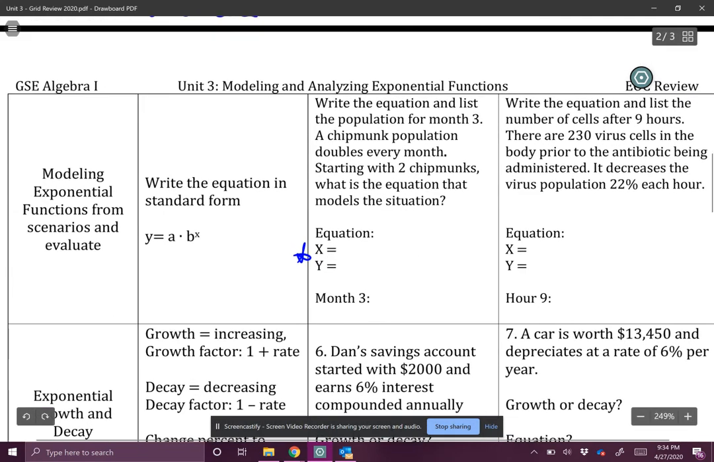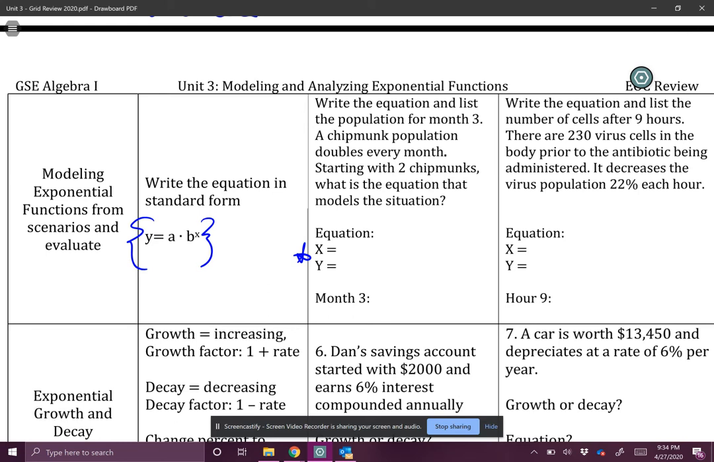The last one I want to do with y'all is on the second page. It's over modeling exponential functions in scenarios and evaluating. So remember that exponential functions are written in the form of y equals a times b to the x power. And just like yesterday with our linear equations, we're going to be reading a situation, defining our x and y values, and then determining what month 3 would look like in this case, or in this problem, hour 9, whatever it is. So write the equation and list the population for month 3.